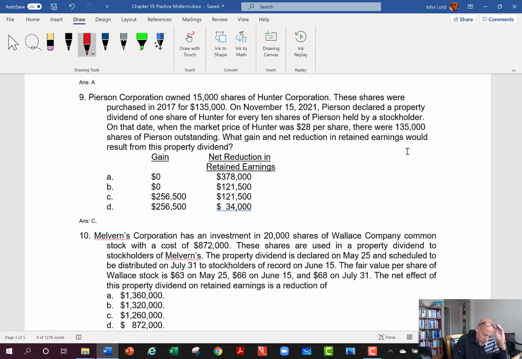And so where this problem went is it said, well, look, give me the gain part of this, and then tell me the net reduction. Increase in retained earnings because of the gain, right? Gain, increase in net income. Increase in net income results in an increase in retained earnings. So give me the gain amount, and then that gain is going to increase retained earnings while the dividend is going to decrease the retained earnings.